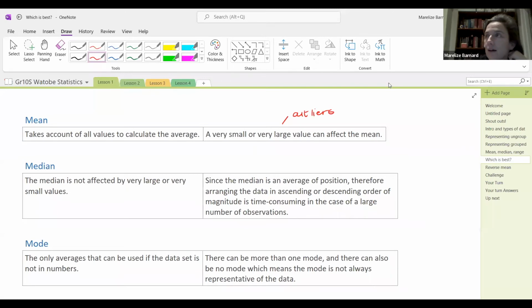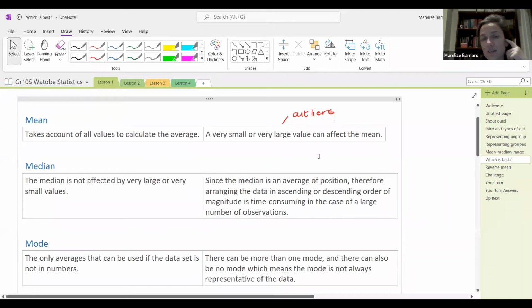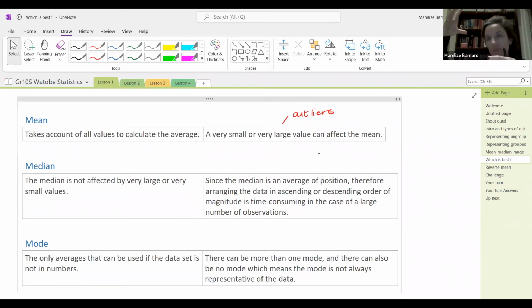So if we had a data set with some numbers in it, and there was suddenly a really small or a really large value in the data set, we would call that an outlier. And that is going to affect your mean, right? Because if you add a big number, it's going to inflate your mean and make it much bigger. And the same with a small number, it's going to make your mean much smaller. So the mean is affected by very large and very small values. The median is not affected by very large or very small values. The median is the median, it's in the middle.